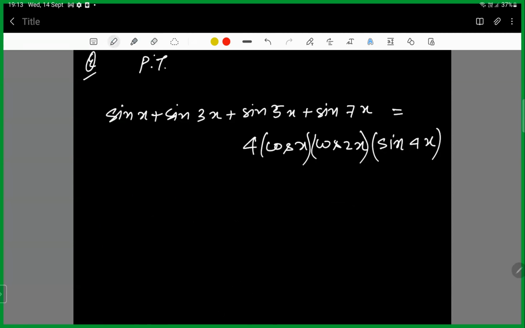But what's the formula for sin A plus sin B? What is sin A plus sin B? What's the pattern? Can you tell me that? A plus B.